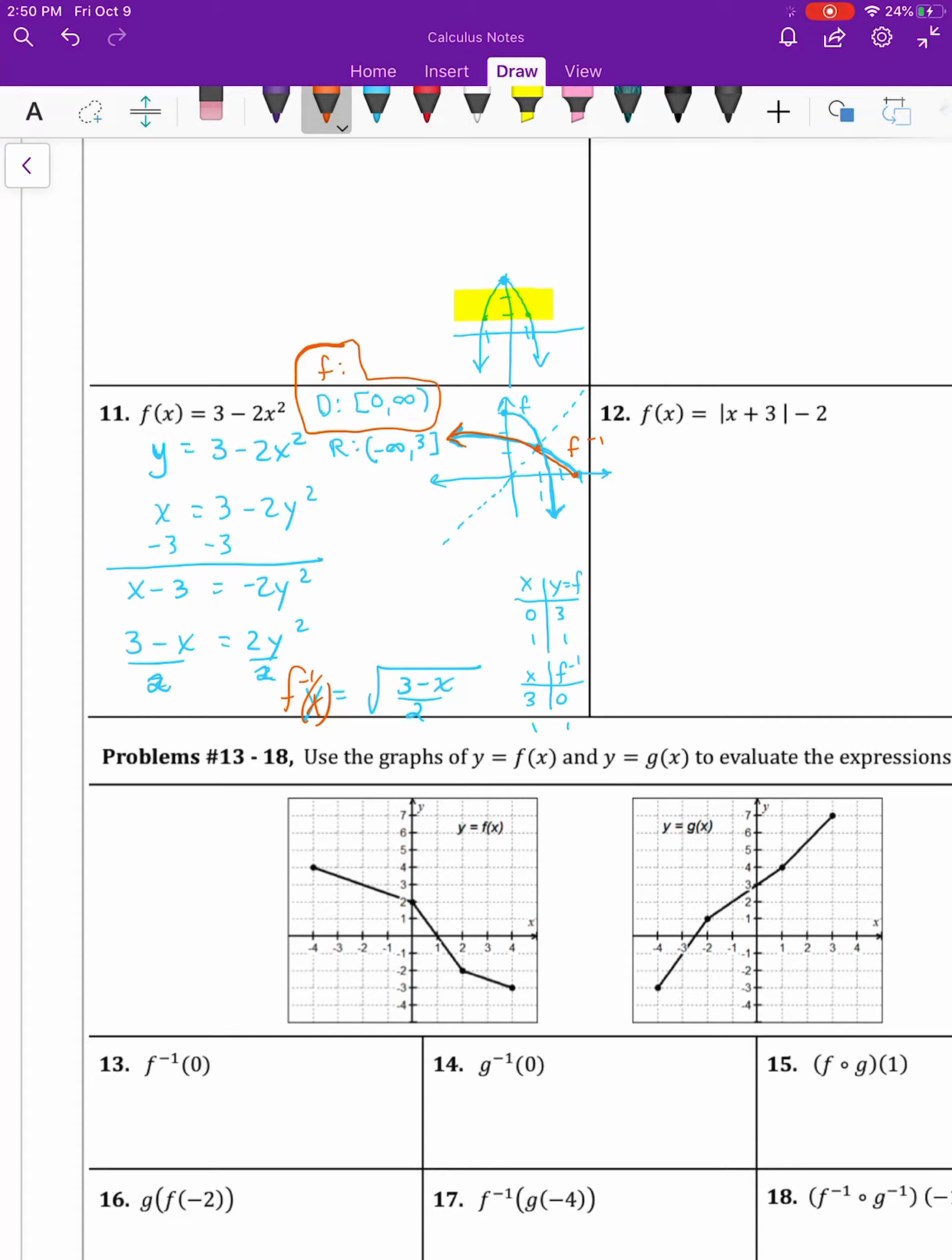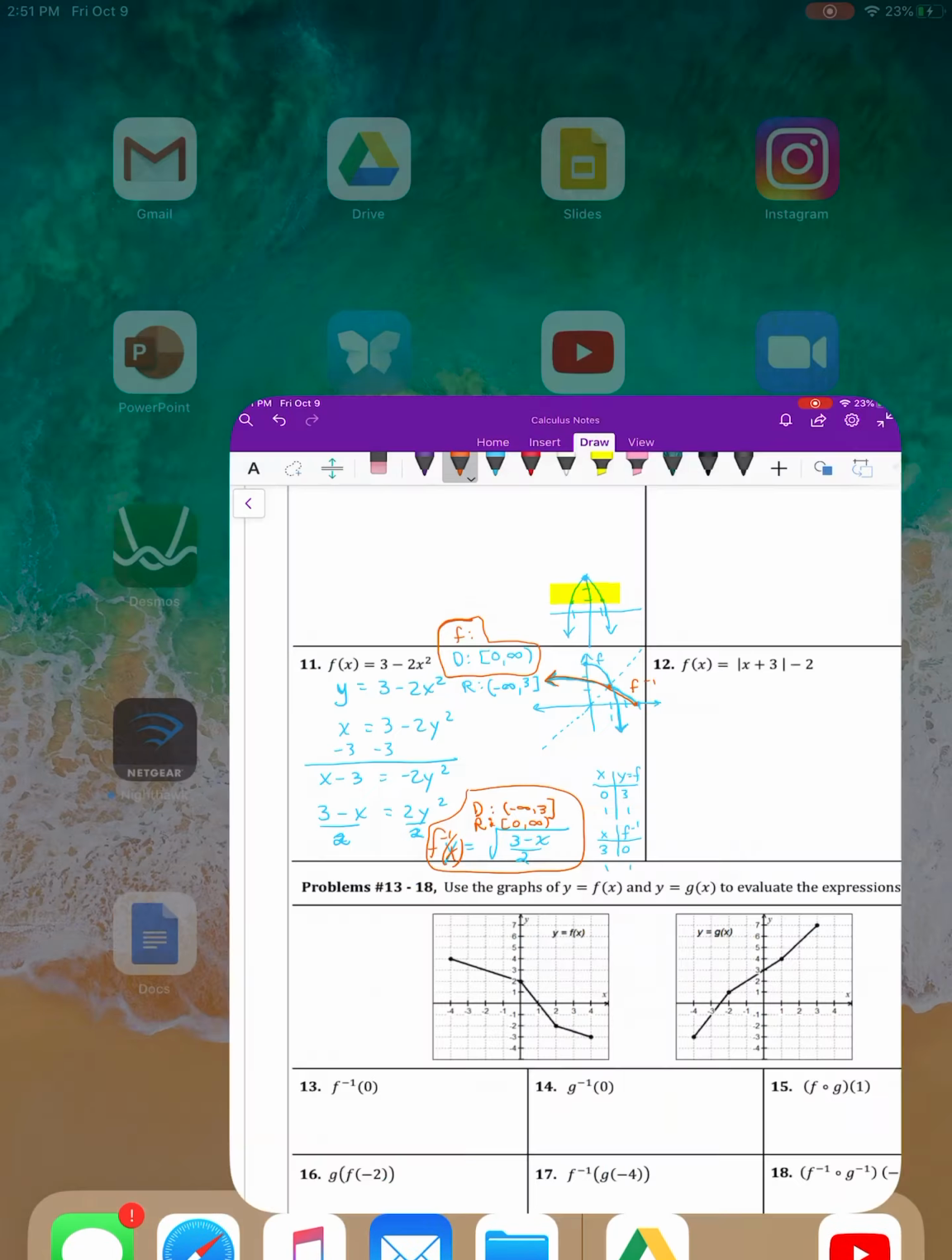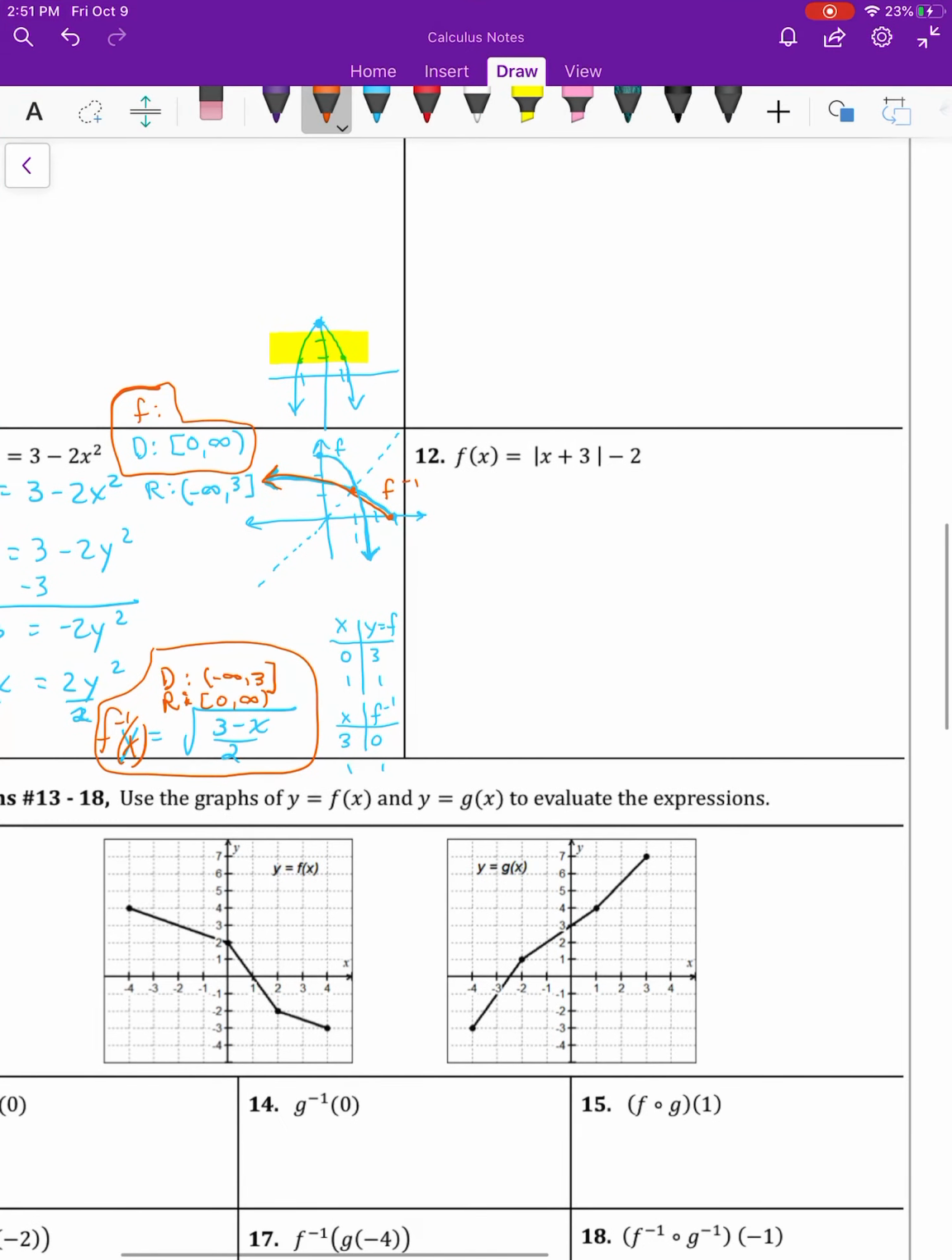And for your f inverse, your domain is going to be negative infinity to 3, and your range is going to be 0 to infinity. So you see how they swapped domain and range. Okay, that was number 11. Oops, sorry, number 12.